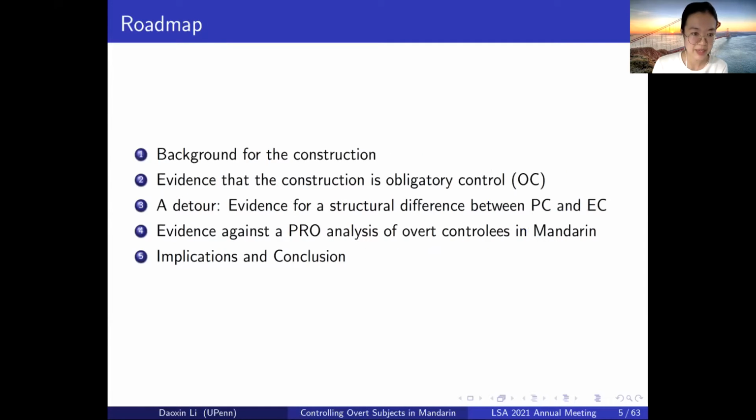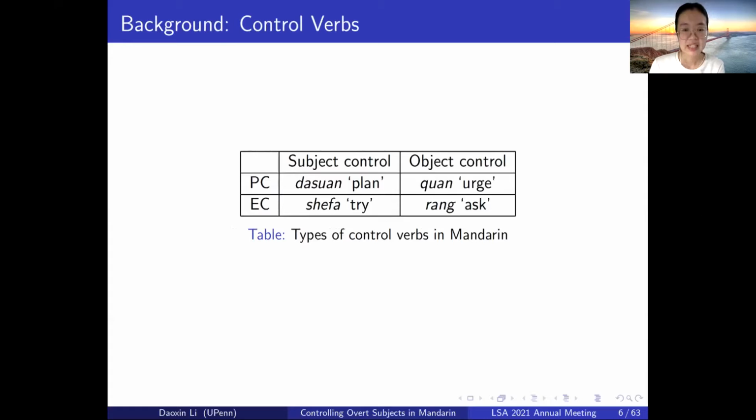So here's the roadmap today. First, we'll introduce the background and show that the construction is indeed obligatory control. And then we will take a detour and argue that there is a structural difference between partial control and exhaustive control. And then we will provide evidence against a big PRO analysis of overt control in Mandarin before we conclude and discuss the implications.